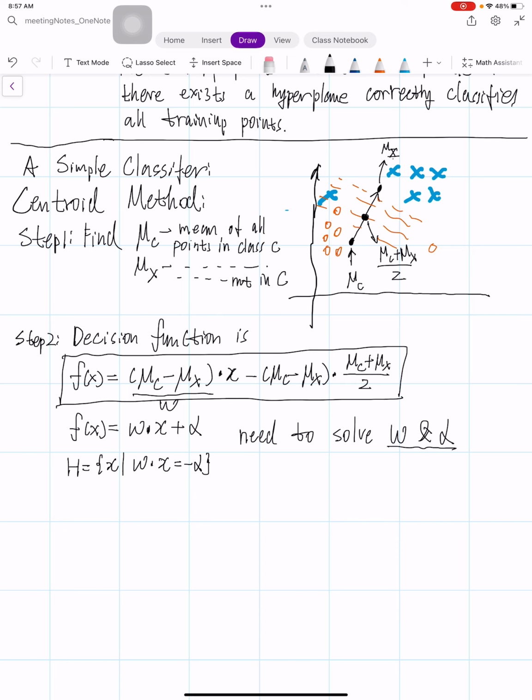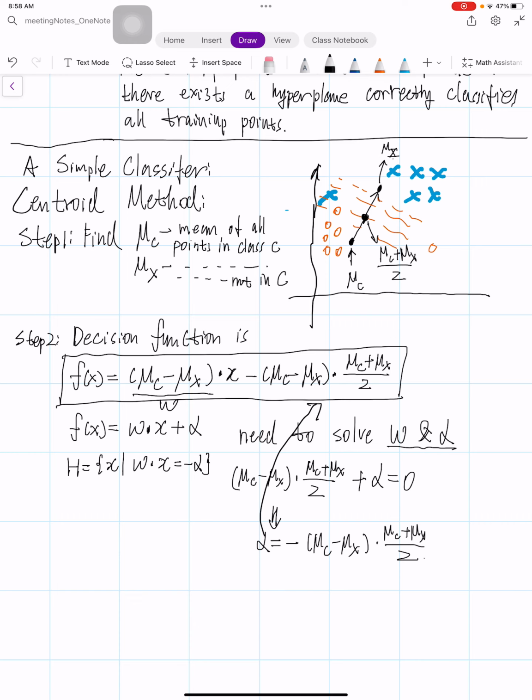And so we can plug this point into the linear decision function. We have mu c minus mu x, dot product with half of mu c plus mu x, plus alpha, which should equal 0, because we want this point to be on our decision boundary. So we can solve for alpha. This implies alpha equals negative mu c minus mu x dot product with mu c plus mu x divided by 2. So this is how we get alpha.